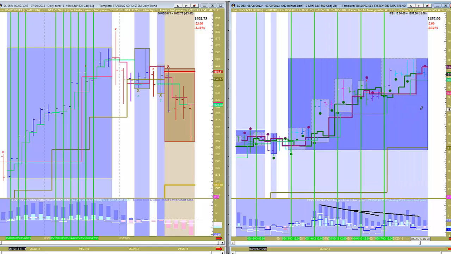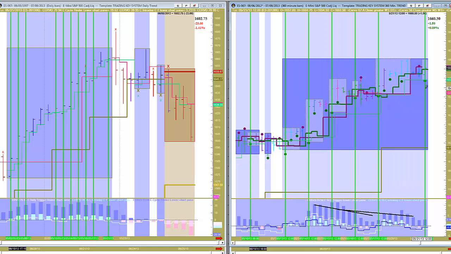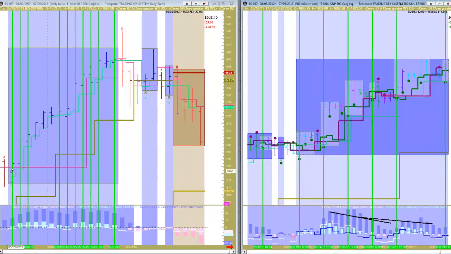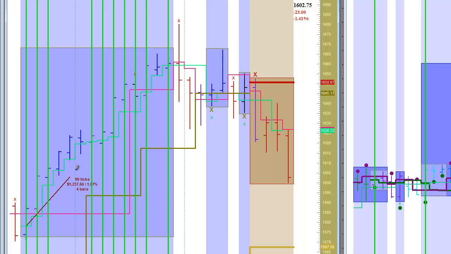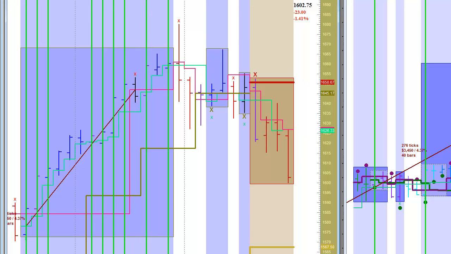Now we'll draw a line. We'll show how these work. And we'll begin at the entry box on the daily. This line will show the dollar amount, which represents how much money was made in the trade while trading with just one contract. And the number of bars represents the number of days in the trade when viewing the daily chart.